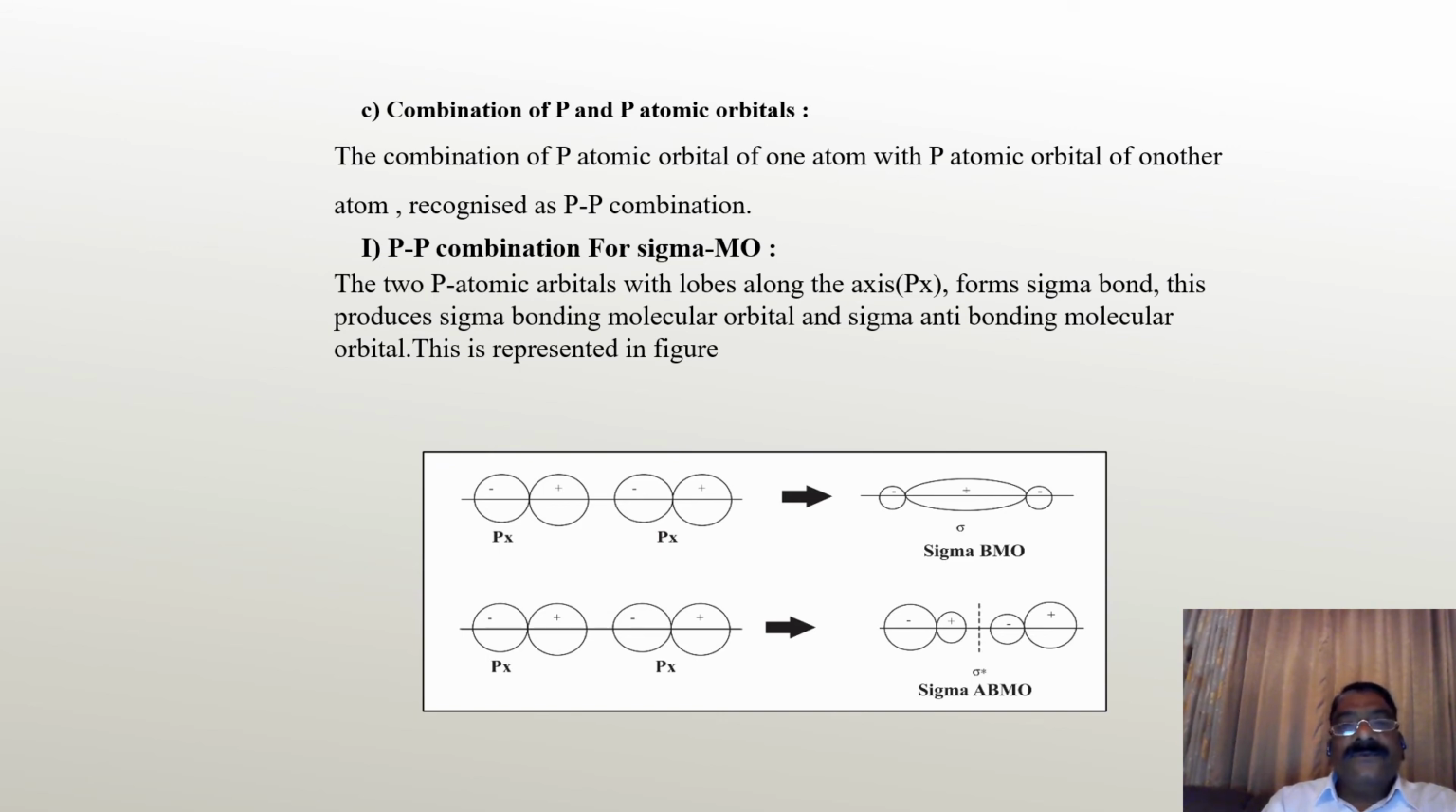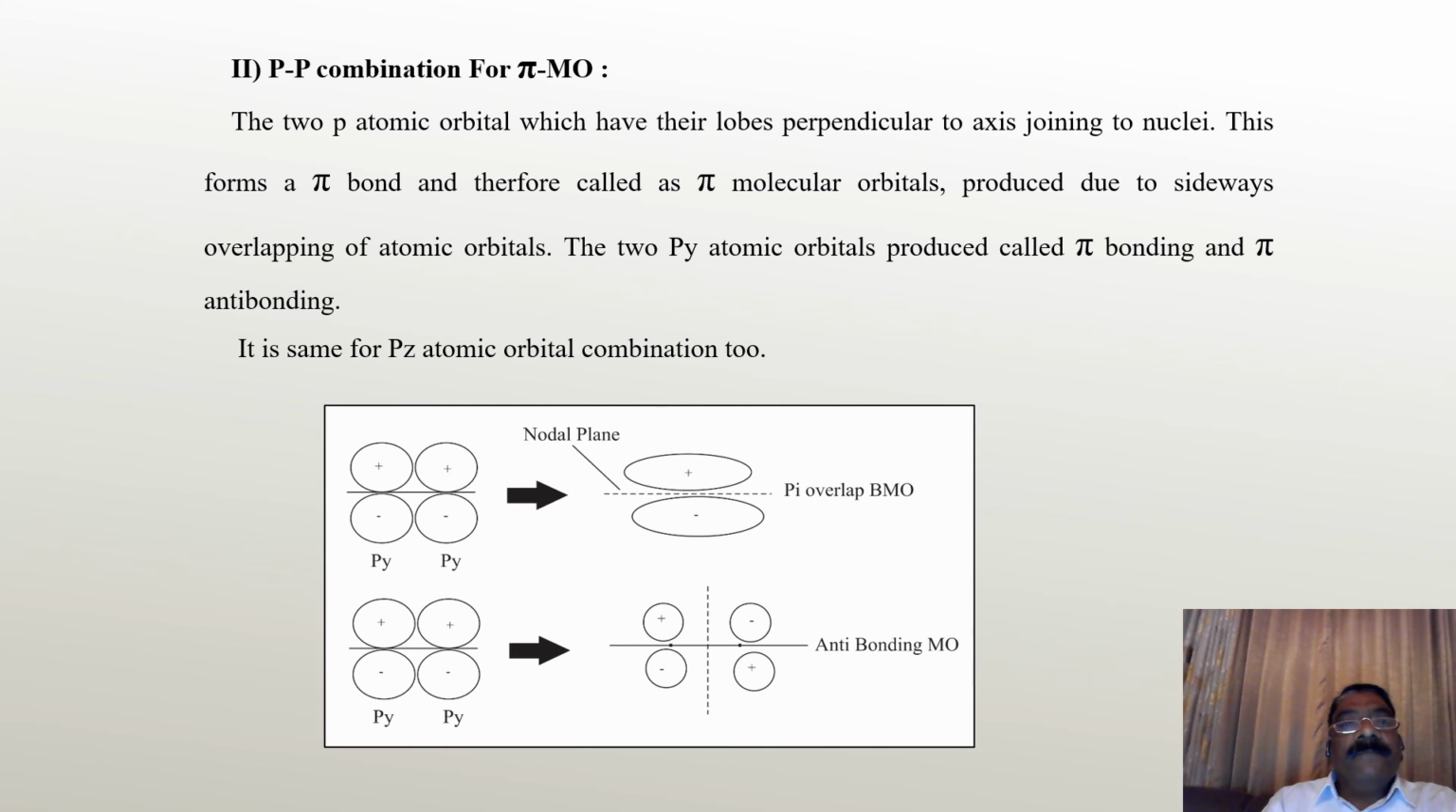The second type gives us the pi bonding. See, pp combination for pi molecular orbitals. Here, there is the py orbital of the first atom and the py orbital of the second atom. Same symmetry notations are on one side, and thus the electron density or their combination is perpendicular to the axis, and we have the pi BMO and pi ABMO. In the second figure, there is lateral overlapping, and with the different notation, we have the antibonding molecular orbitals.